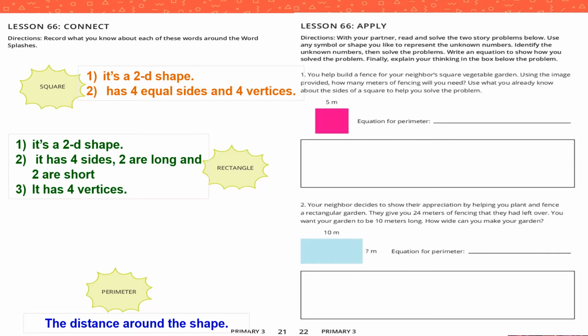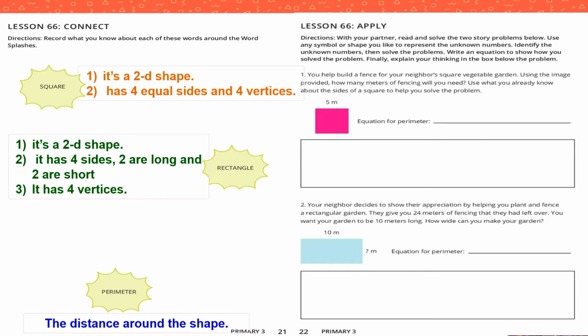Lesson 66, apply part. Here we have story problems. We want to solve them. Number 1, you help build a fence for your neighbor's square vegetable garden. This is the garden for your neighbor, okay? You want to help him build a fence. You know fence? The distance around the shape. How many meters of fencing will you need? Use what you already know about sides of a square.